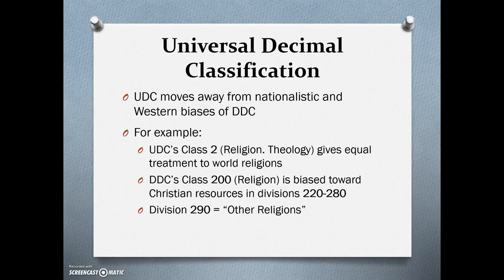This is a noticeable departure from Dewey Decimal's Class 200, which also covers religion, but shows a prominent bias towards Christian resources in divisions 220 through 280. All other religions are relegated to Division 290, which is aptly titled Other Religions.